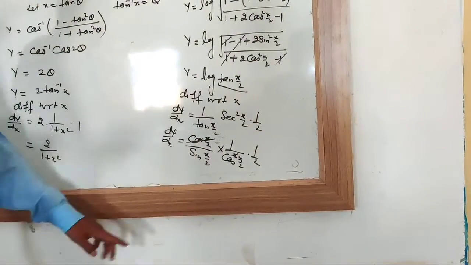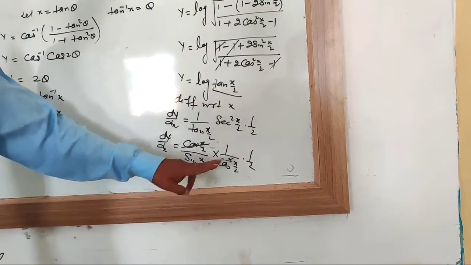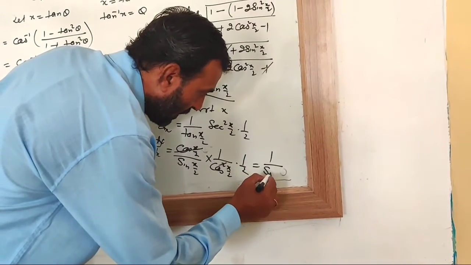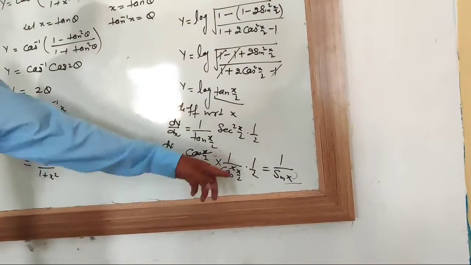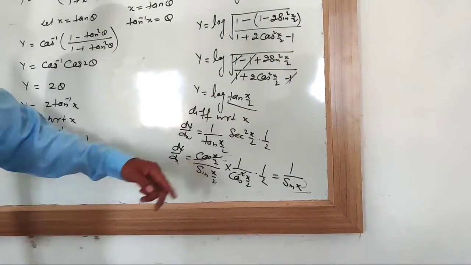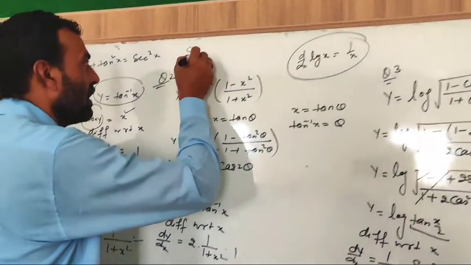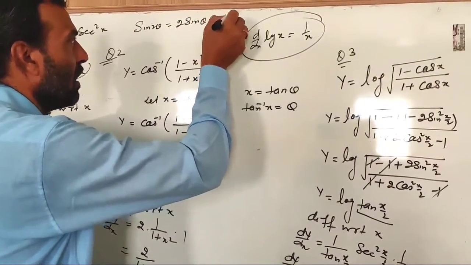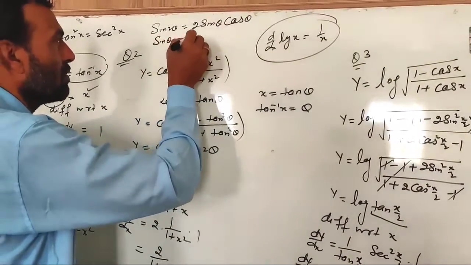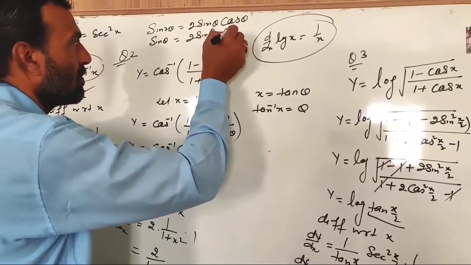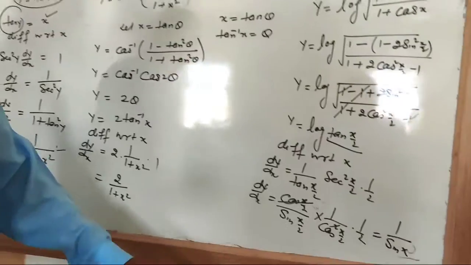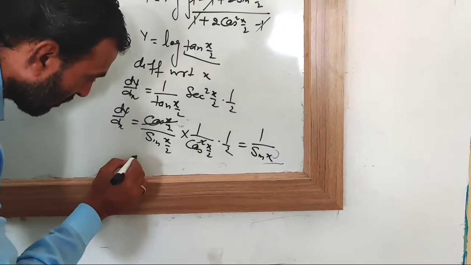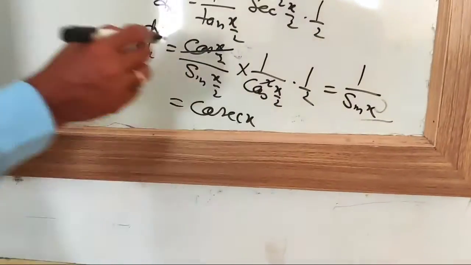In the denominator, we use the formula 2 sin theta cos theta is equal to sin 2 theta. Here the angle is x by 2, so doubling the angle, this is sin x. So 2 sin x by 2 cos x by 2 is sin x, and we get 1 upon sin x, which is equal to cosec x. This is the answer of question number 3.